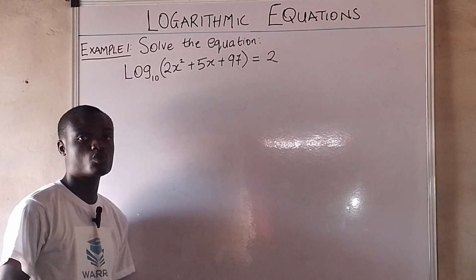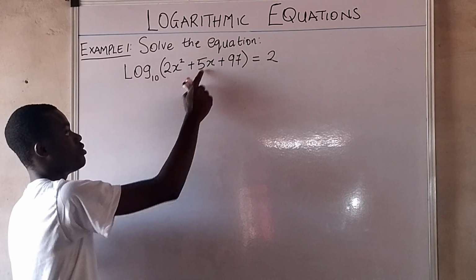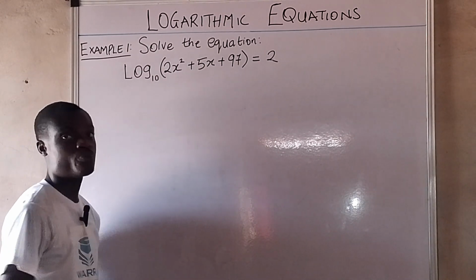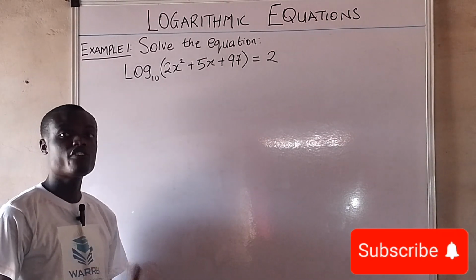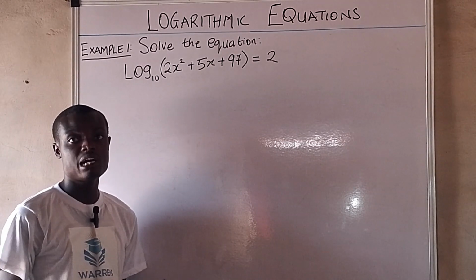So we begin with the first question, and question 1 reads: solve the equation log of 2x squared plus 5x plus 97 to the base of 10 is equal to 2. Now when we want to solve a question in logarithmic equation, the first thing we have to do is to ensure that both sides of the equation share a similar base.